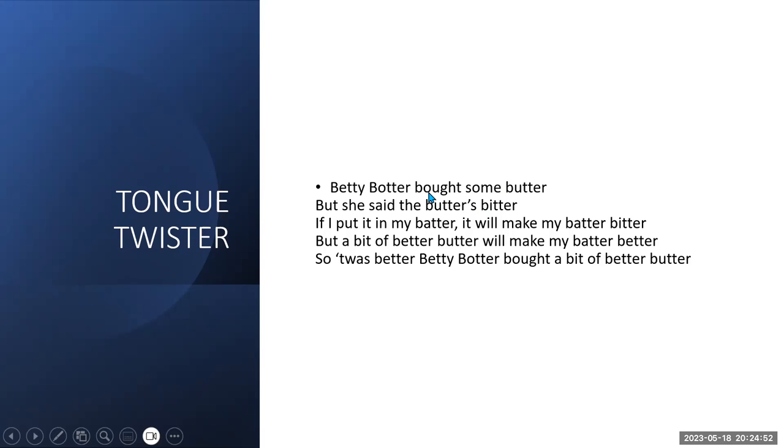Dice, Betty Butter bought some butter, but she said the butter is bitter. If I put it in my batter, it will make my batter bitter. But a bit of better butter will make my batter better. So 'twas better butter, but a bit of better butter. Okay, inténtenlo, por favor. Ahí, con micrófono cerrado. Y luego se los leo de nuevo.